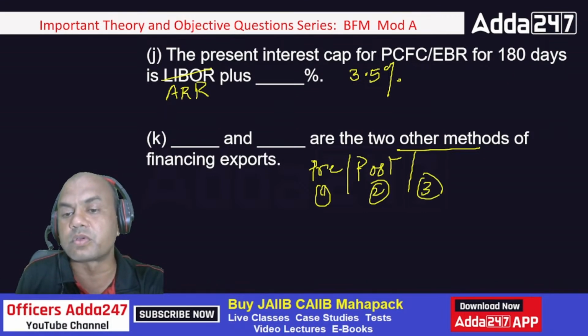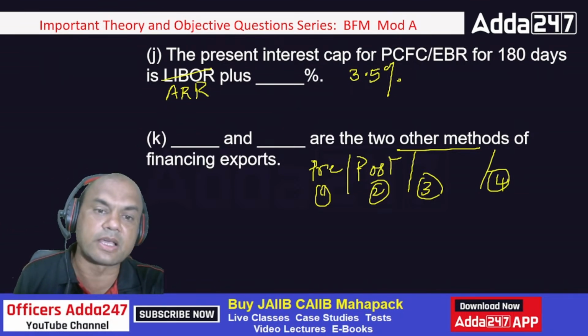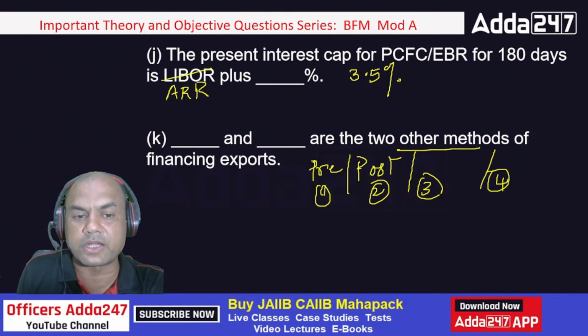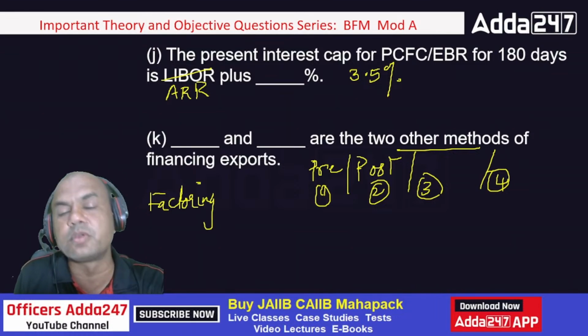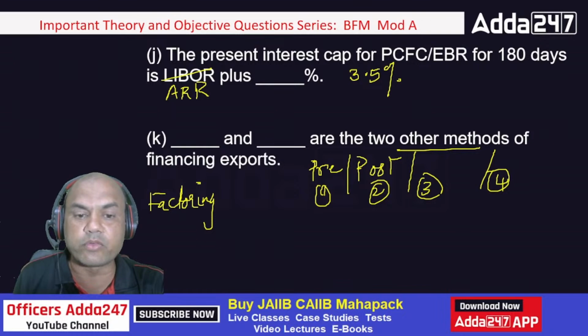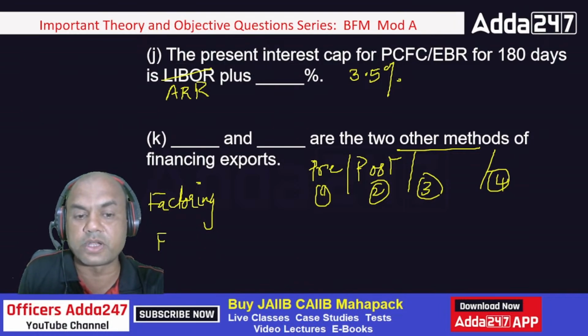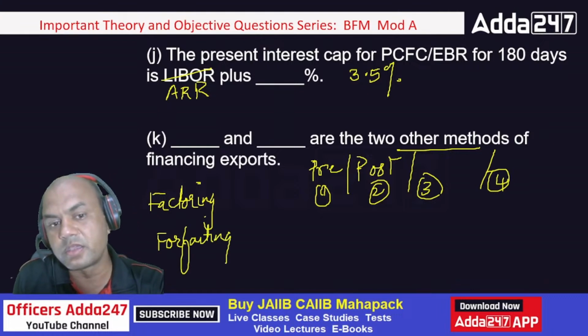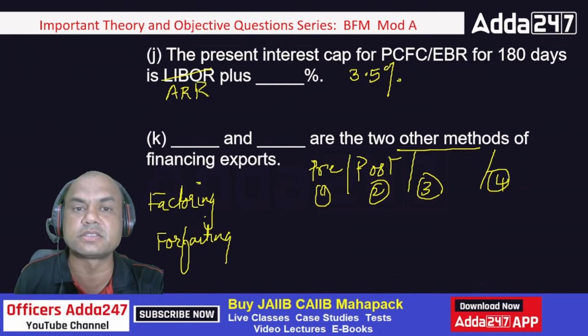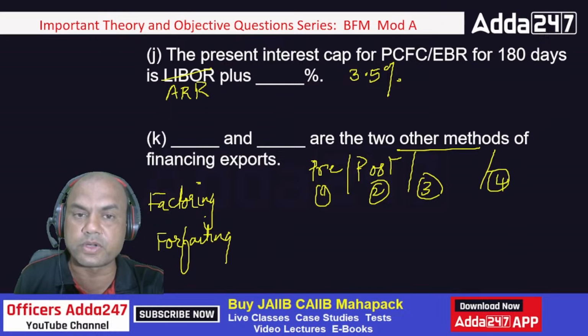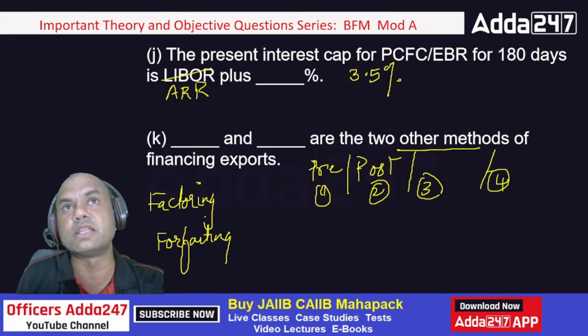So what is this 3 and 4? What are the two methods? I'll write it over here because many of us don't know actually. It's factoring. And second one, now I'll give you one name. Factoring one name I gave you. Now the second name, write it in the comment section. It is forfeiting, right? What is factoring and forfeiting? Very big topic. I've taken it separately in the same series. So these are the two other methods of financing exports.